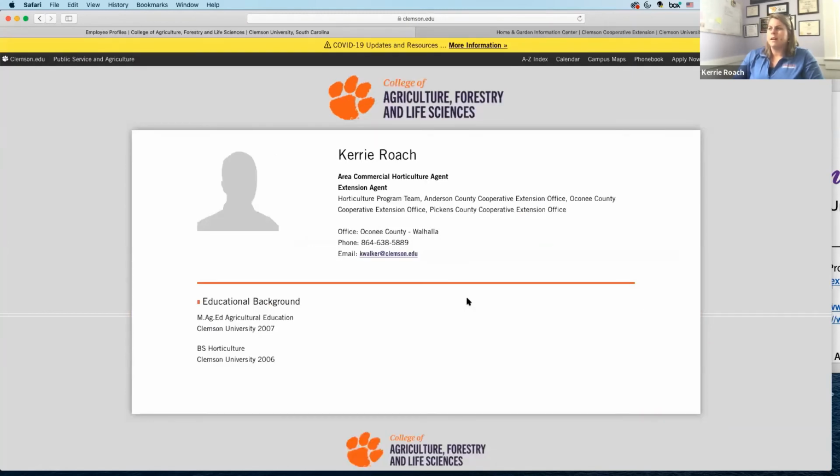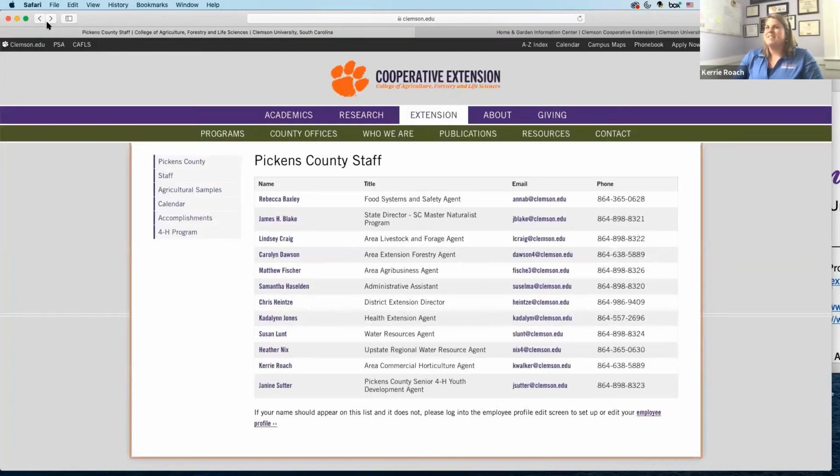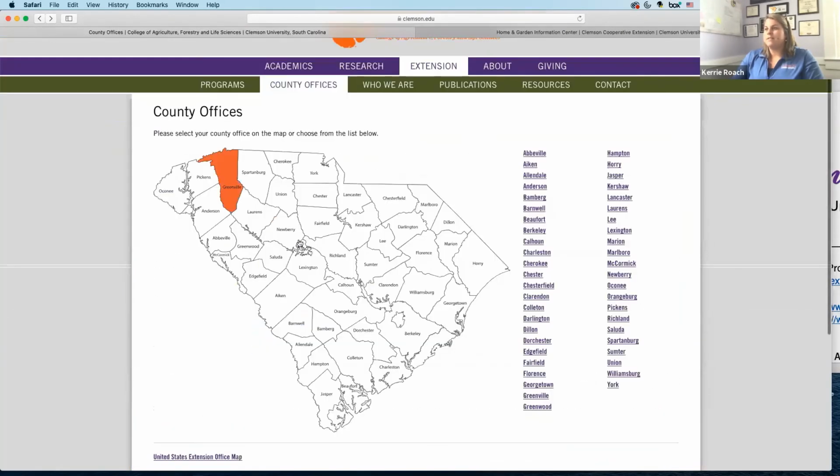So you can even click on their name. It'll give you a little bit more information about them. I guess I should add a picture at some point. So this is a really great place to find who your extension agent is.